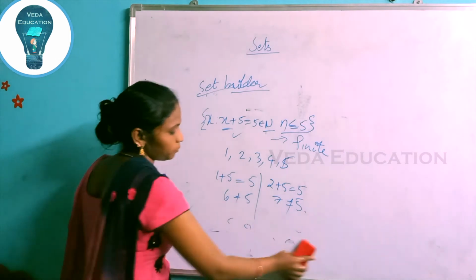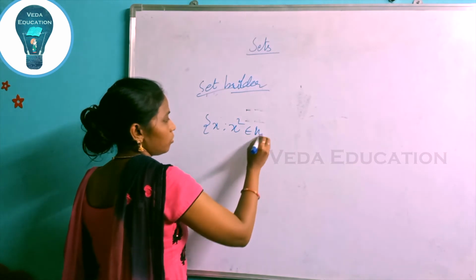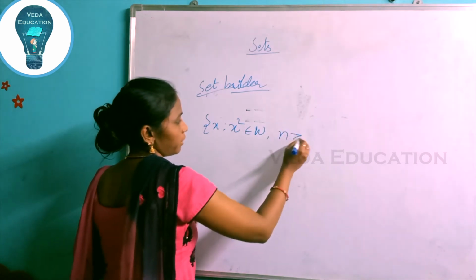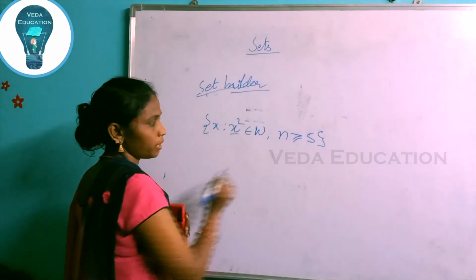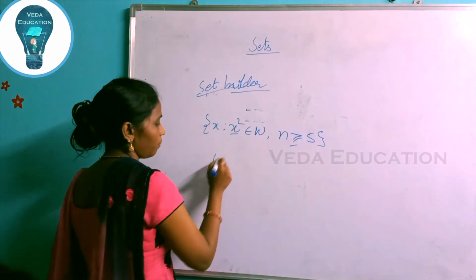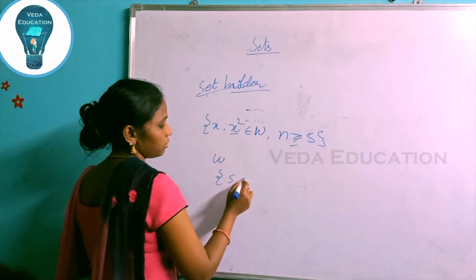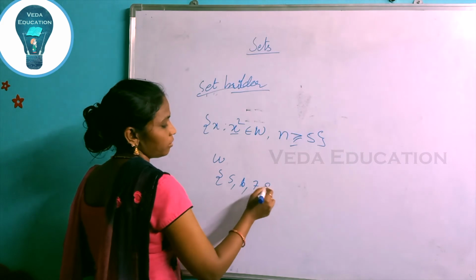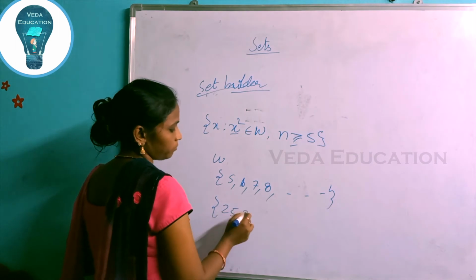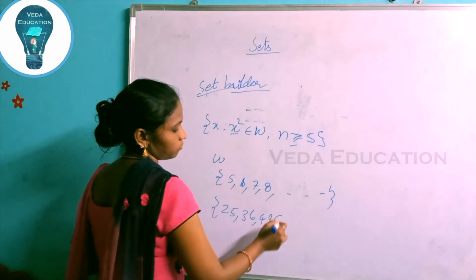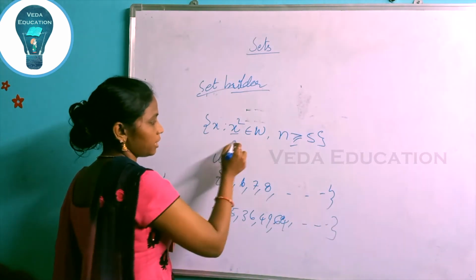Next, one more example. X such that x square belongs to whole numbers and n greater than or equal to 5. Okay. See here, x square numbers and n greater than or equal to 5. So whole numbers, they are considering here greater than or equal to 5 means 5, 6, 7. Greater than or equal to means so many numbers you can consider. When you substitute here, you will get so many numbers. So is it finite set or infinite set? This set is an infinite set.